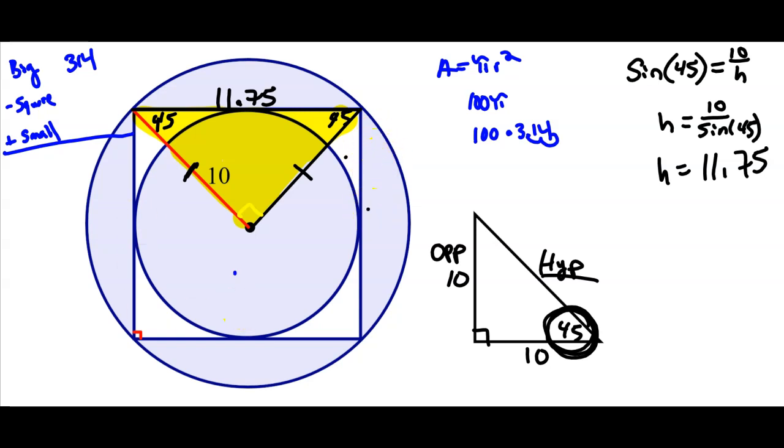So I now know the side of the square there. And so this is also going to be 11.75. And the area will be that value squared. So I'm going to use the value of my calculator, which is 11.752214, and that's what I'm going to square. And I get 138.11.